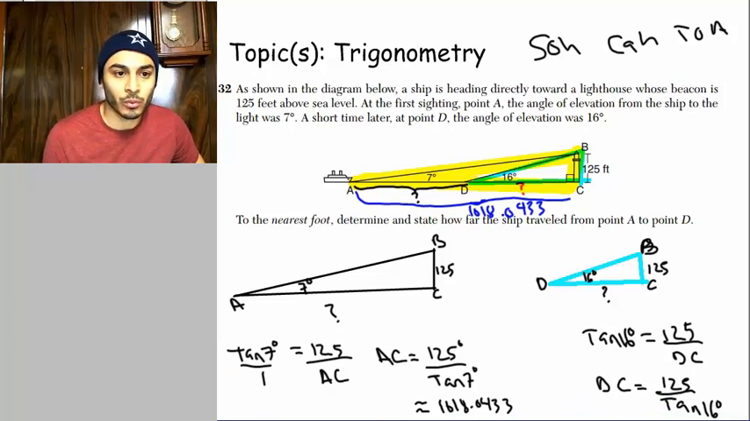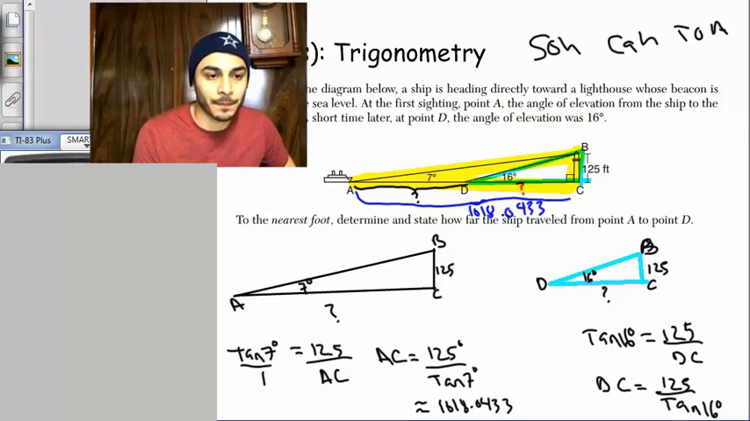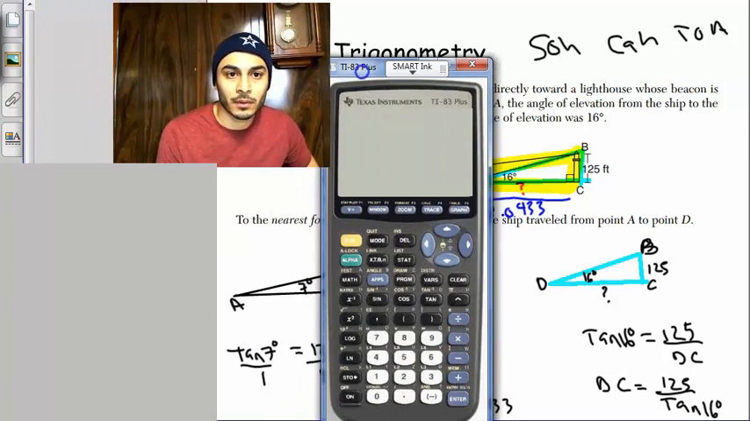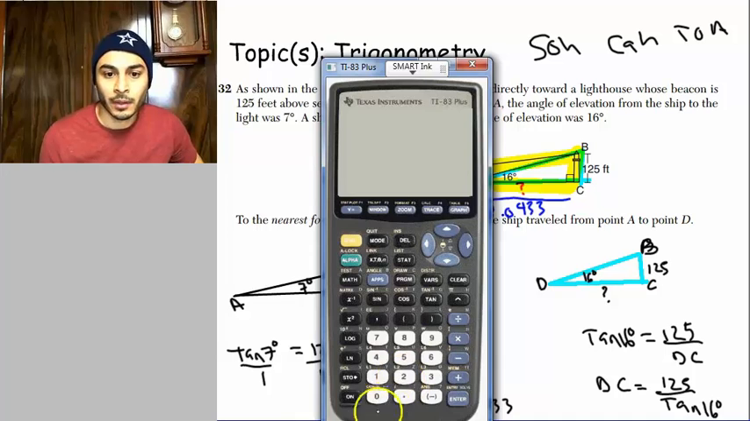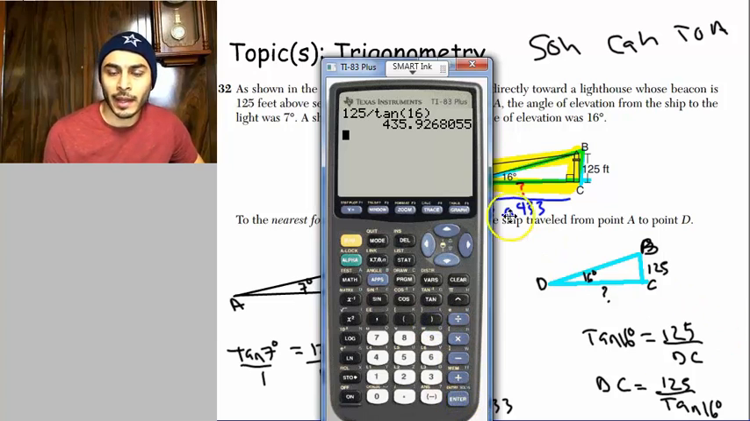What is that equal to? Well, that I don't know, and I need my calculator to get it. So let's get a calculator, and let's get to working on that. All right, so then it's going to be 125 divided by the tangent of 16 degrees. So then that is approximately 435.9268.